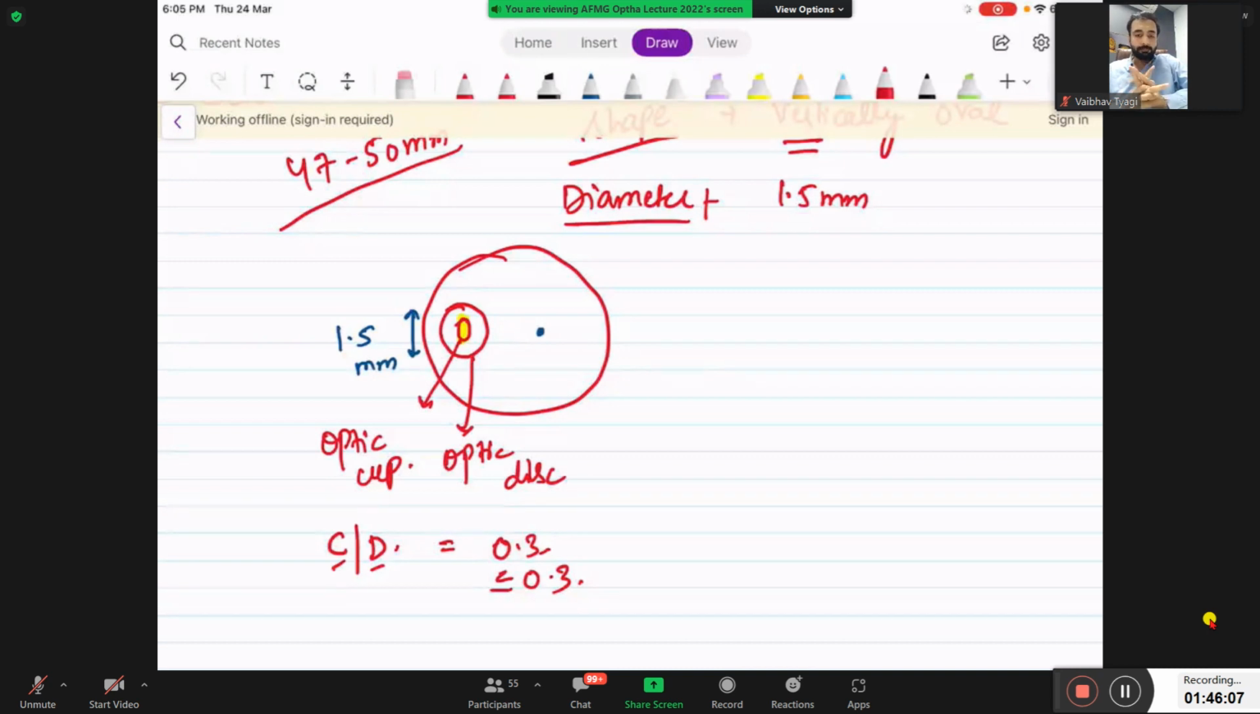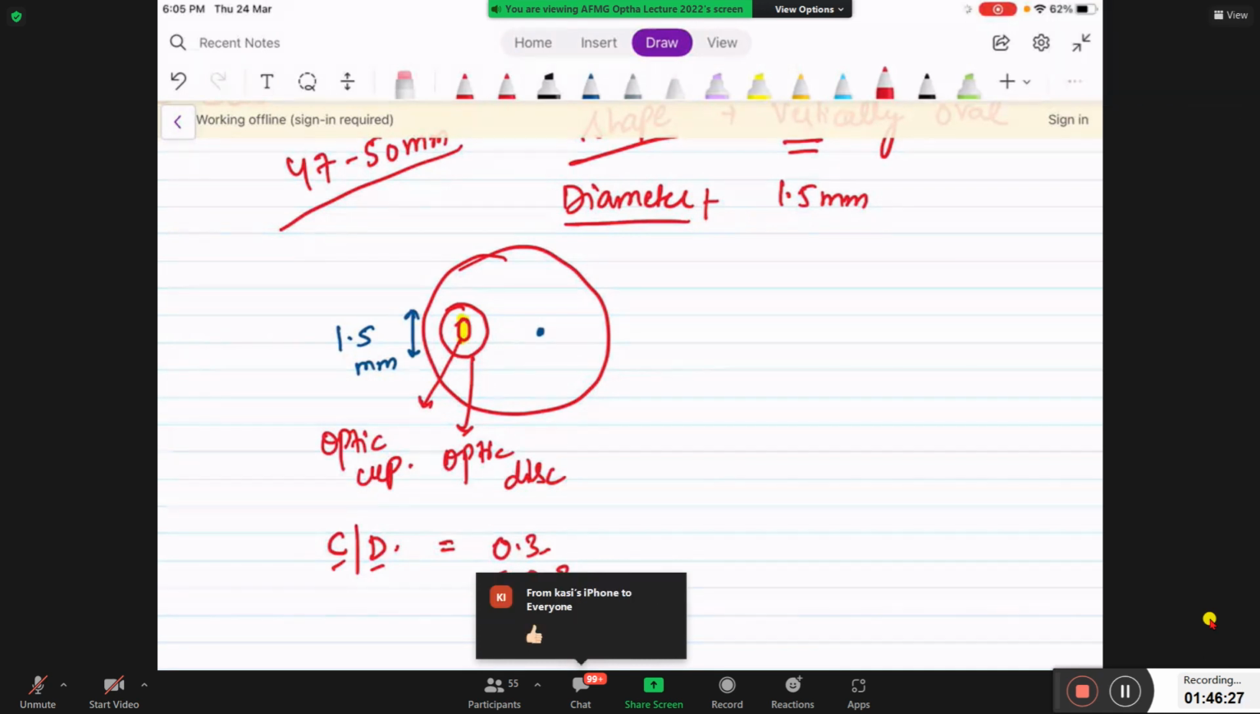This much is clear? Give me a thumbs up. Should I repeat? Clear? Shall we move on now? Clear. Okay, good. So this was about your optic disc, right?